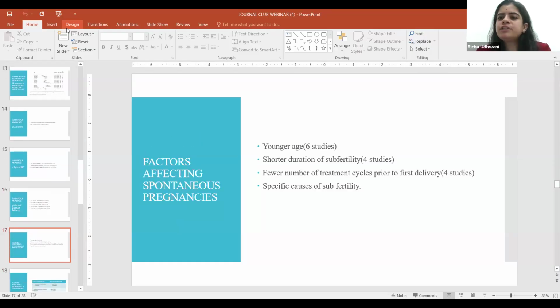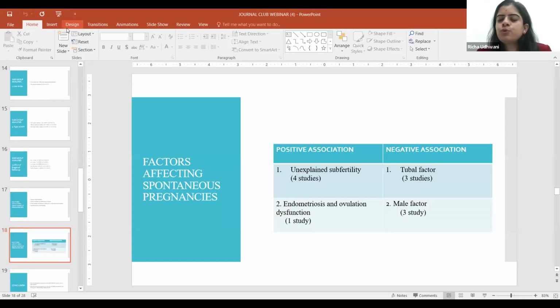Coming to the different factors which had affected these results, a younger age group, a shorter duration of subfertility, fewer treatment cycles prior to the first delivery, and a specific cause of subfertility could also be affecting the occurrence of these spontaneous pregnancies. So this shows the association of these specific causes. There was a positive association of unexplained infertility, subfertility, and endometriosis, and a negative association of tubal factor and male factor. That is, if these were the causes, it could have affected the occurrence of natural conception.